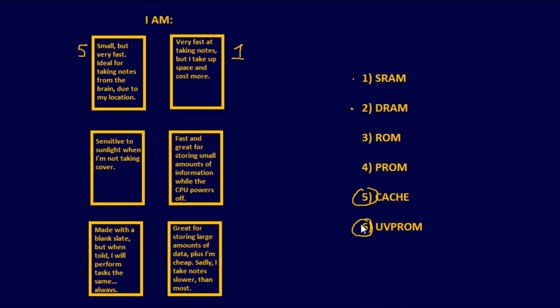So which means, I'd say that guy is number 6. All right, next one. I am fast and great for storing small amounts of information while the CPU powers off. So when the CPU powers off, right there, I'm thinking it's non-volatile memory. So the only two non-volatile memories that are not taken up are these two guys right here.